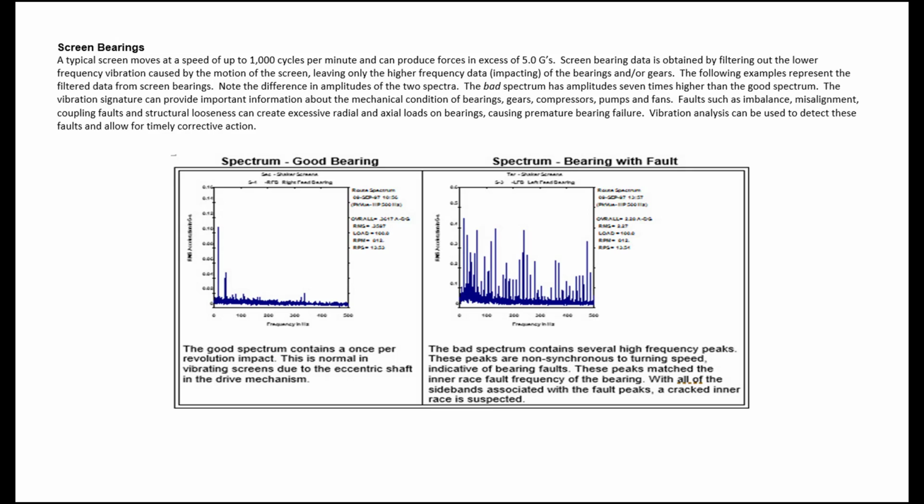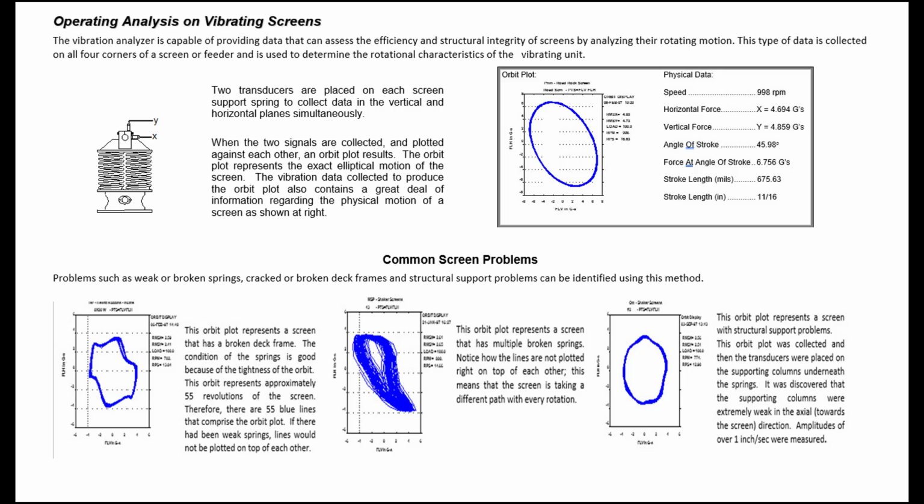Note the difference in amplitudes of the two spectra. The bad spectrum has amplitudes 7 times higher than the good spectrum. The vibration signature can provide important information about the mechanical condition of bearings, gears, compressors, pumps and fans. Faults such as imbalance, misalignment, coupling faults and structural looseness can create excessive radial and axial loads on bearings, causing premature bearing failure. Vibration analysis can be used to detect these faults and allow for timely corrective action.